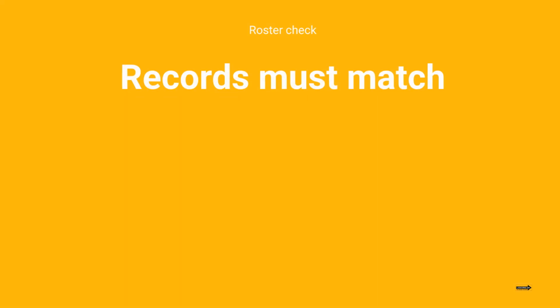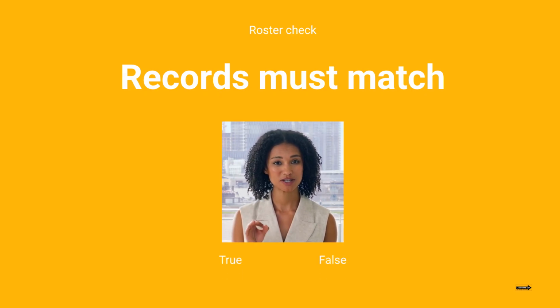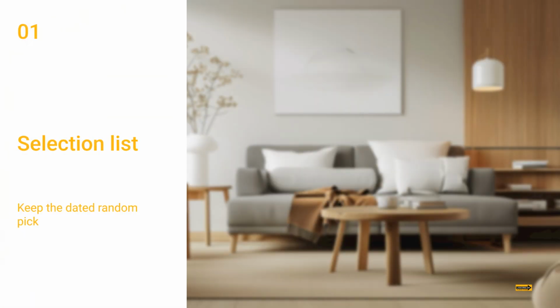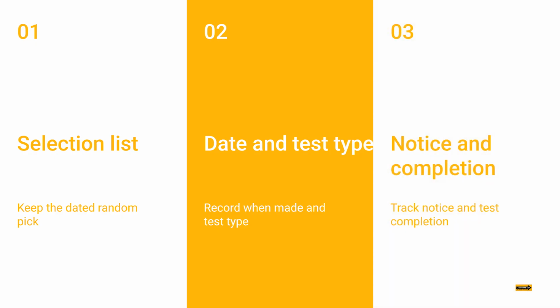Then make sure that roster matches your testing files, your clearinghouse records, and your annual reports, because inspectors will notice fast if those three don't point to the same driver list. For every random pick, keep the dated selection list, the date it was made, the test type, your notification record, and whether that driver actually completed the test.